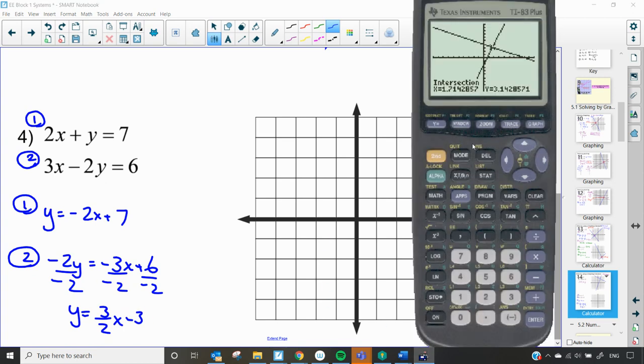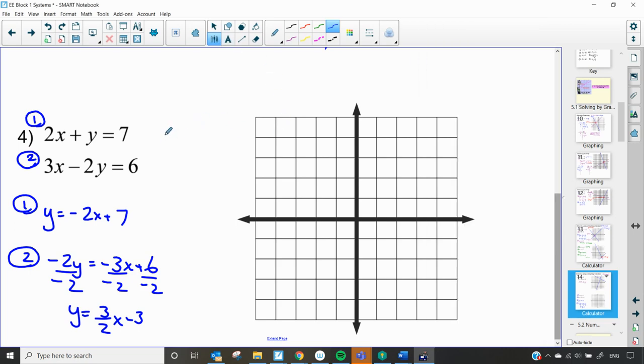So on our graphing calculator, we're going to graph negative 2x plus 7. And we're going to graph 3 over 2x minus 3. And we'll graph. And then second calc, 5 for intersect, enter, enter, enter. And we have a solution at 2.9 and 1.3.